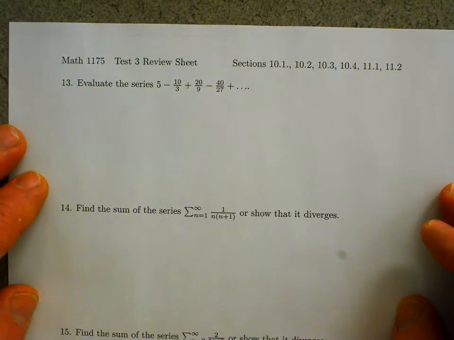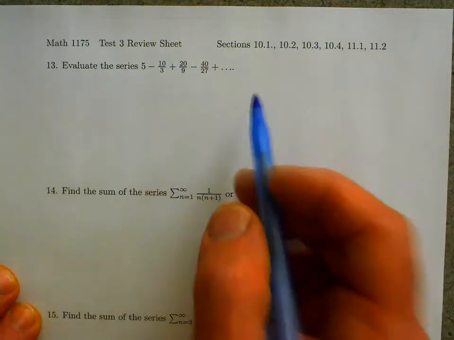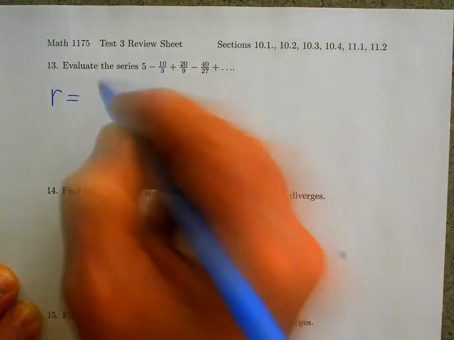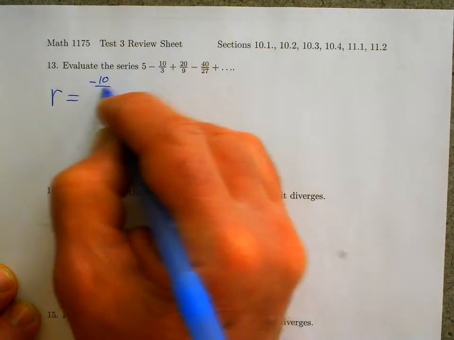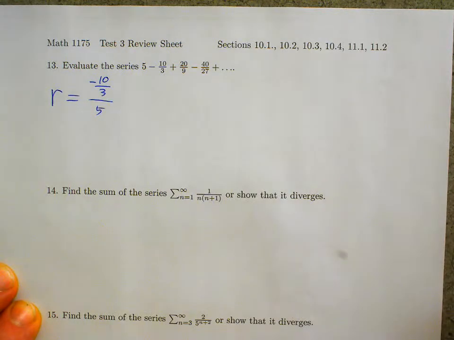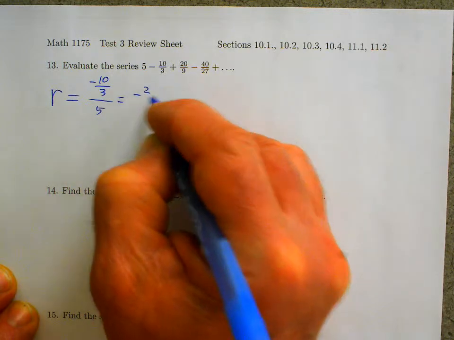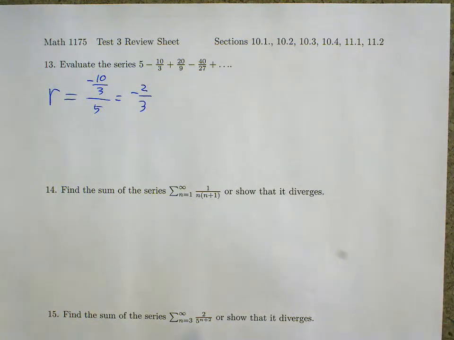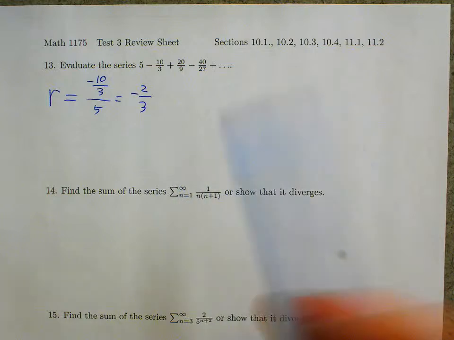Evaluate the series 5 minus 10/3 plus 20/9 minus 40/27. This is a geometric sequence. You can find the common ratio if you divide a term in the sequence by the one that comes before it. So this just simplifies to -2/3. That's the common ratio. You can find the same number if you divide 20/9 by -10/3, and so on.